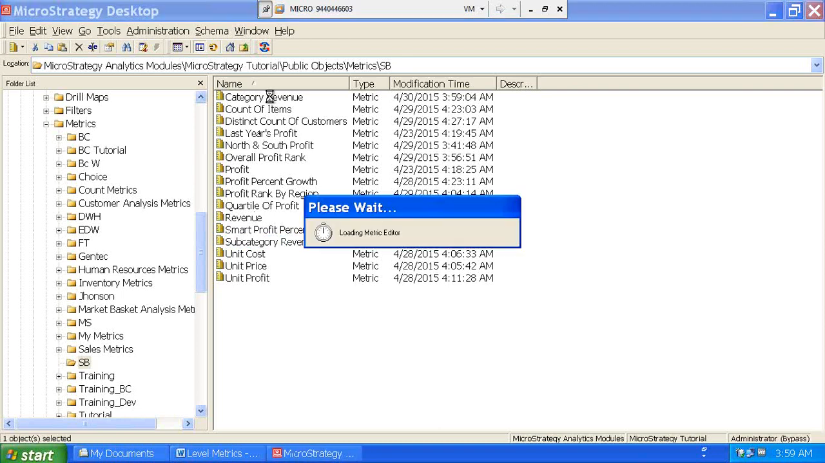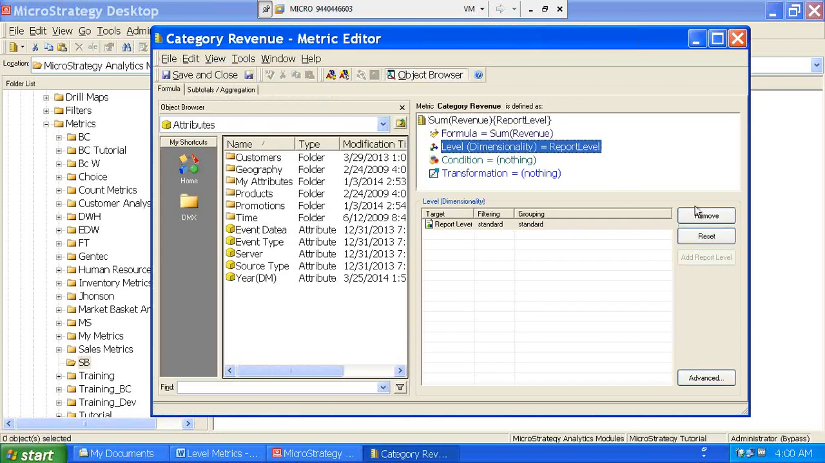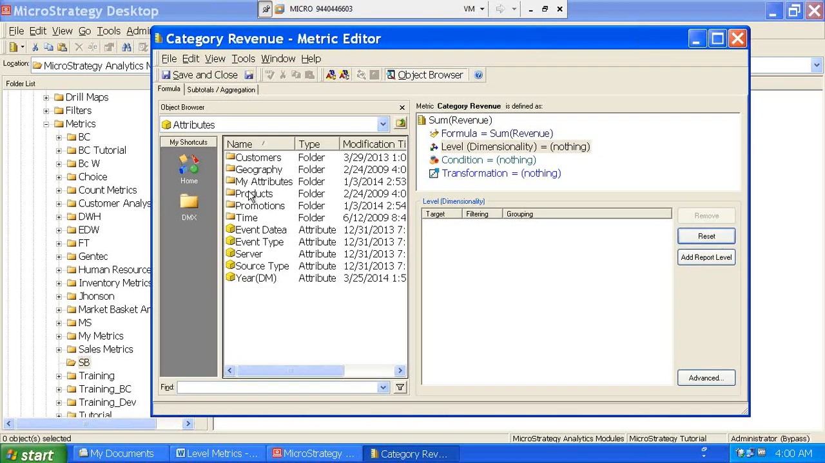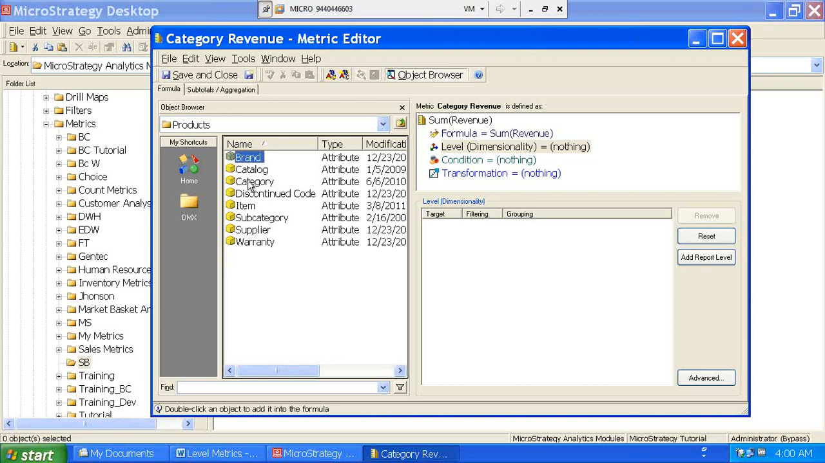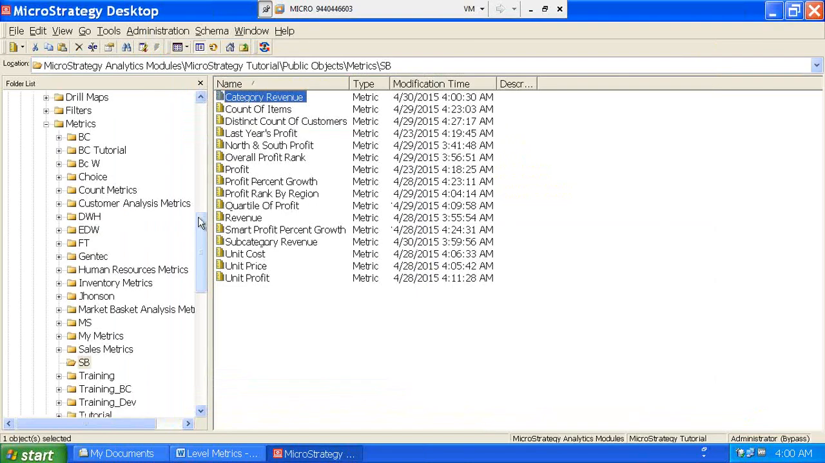Now your category revenue. Now same thing, select the level, remove the report level, browse for your category this time, double click on category, your target became your category. This is category revenue. Revenue at category level. See, no tilde symbol. Tilde symbol is for report level. But it is specifying now as at category level. So these are your level metrics.